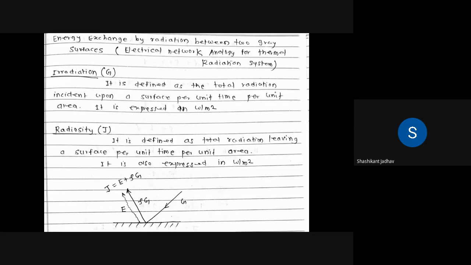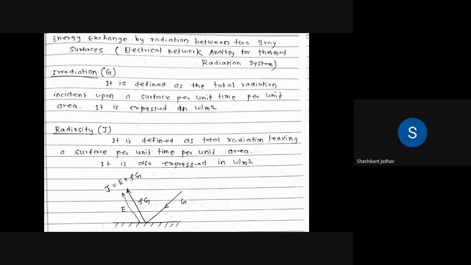So this is nothing but the electrical analogy: whatever our heat transfer system is, we compare it with the electrical system, and by using these two equations we check the analogy between the parameters of the electrical system and the heat transfer system. So this is related to conduction and convection.